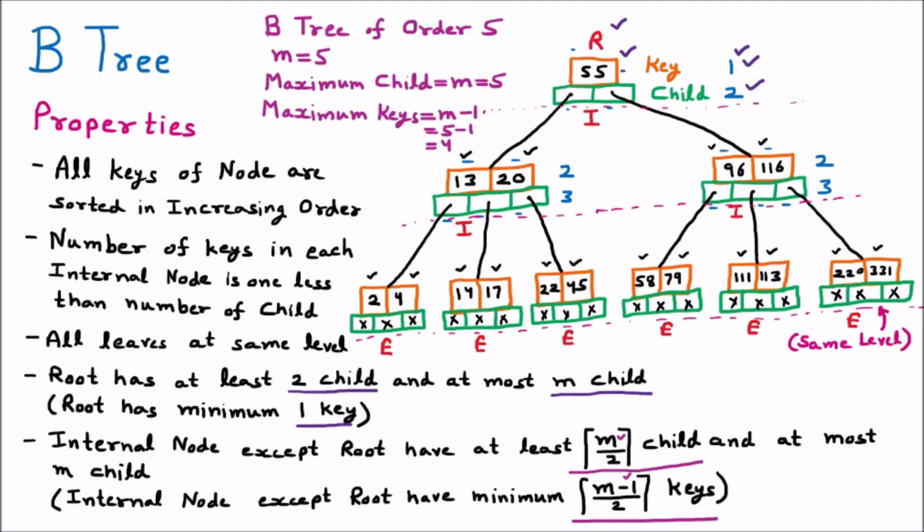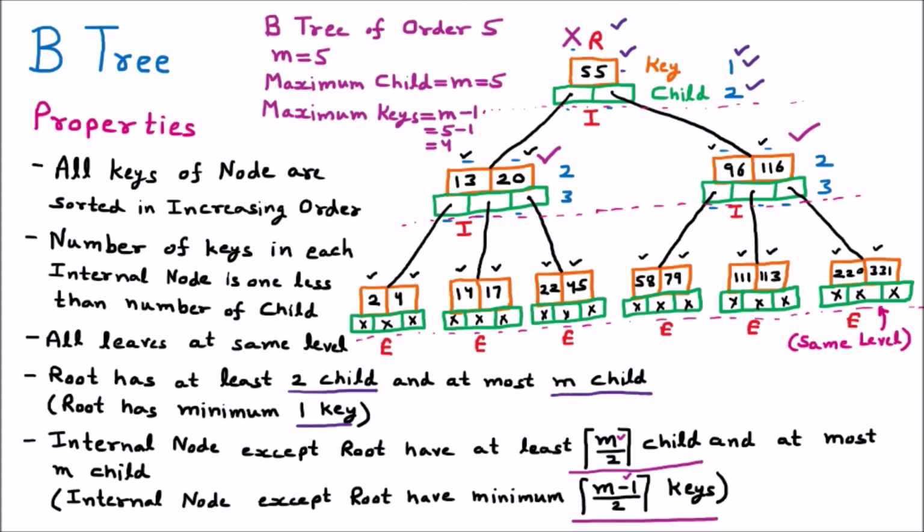Now we are going to check the last property, whether this tree follows it or not. The last property says that internal nodes except the root. That means we are not going to check the root here, because the root should have a minimum of 1 key or 2 children. So the other internal nodes are: this is an internal node and this is also an internal node. These are the two internal nodes where we have to check this property.